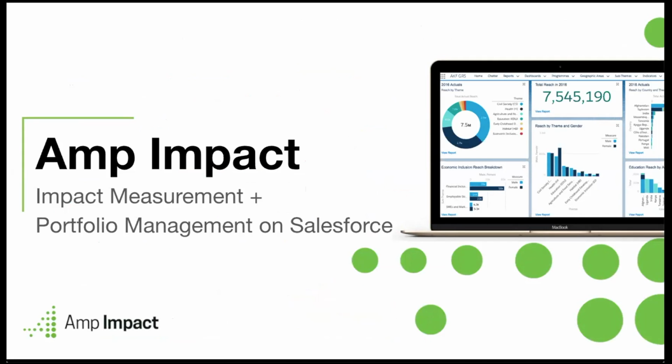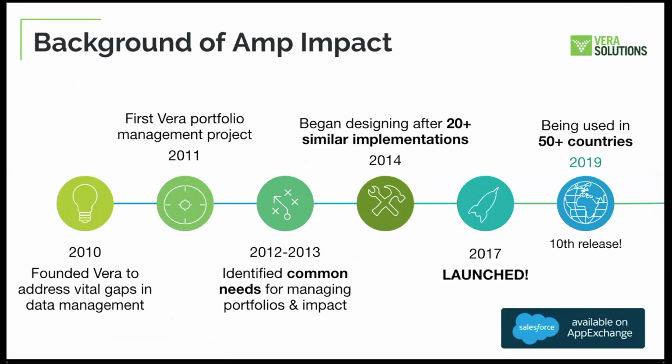AMP Impact is basically a package solution that we've built on top of Salesforce for impact measurement and portfolio management. So on the next slide, just a quick backstory to how we got to AMP Impact. Of course we started Vera 9 years ago. We started doing portfolio management projects on Salesforce about 8 years ago. And we started seeing over the next few years a bunch of common needs and patterns and particularly common data structures for organizations that had needs for portfolio management and then impact measurement at a portfolio level. And so we started designing a package solution because frankly, we got sick of building the same thing over and over again. And it just wasn't the most efficient way for us to work and wasn't the most efficient for our clients.